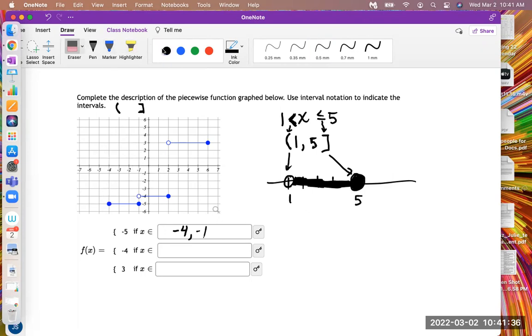And then see how it has a shaded circle. So that's why I'm going to use the square bracket. And it also has a shaded circle on the other end, so I'm going to use another square bracket. If I was writing this in algebra notation, I would have written the x in the middle and used the or equal to between the endpoints. But this is what we want for this particular problem. Okay, now we're going to move on.